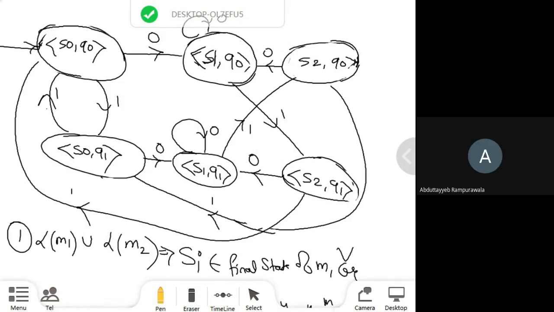Sir, because Q0 is a final state of machine 2, so it does not belong to it. Yes, why? If you go through this state, S2 and Q0, S2 also belongs to a final state, and Q0 is also a final state. But for a difference, what does it say?